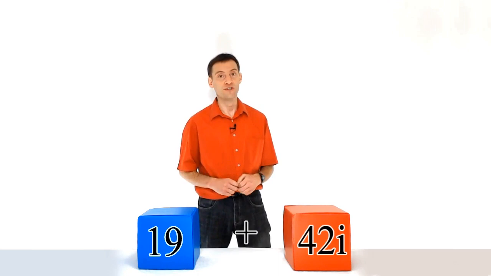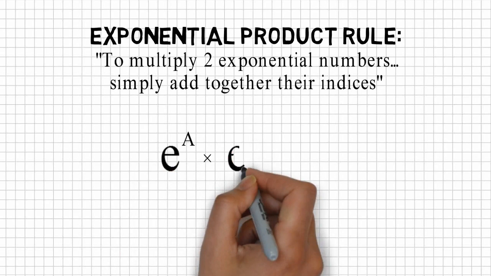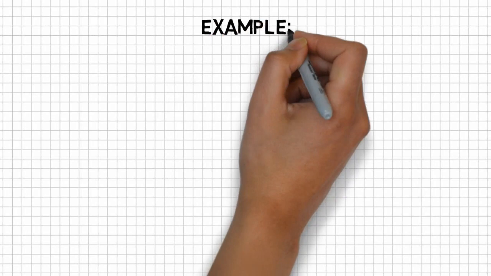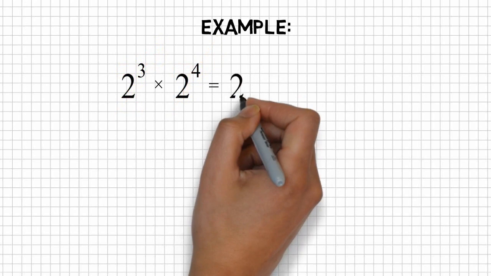The exponential product rule states, to multiply two exponential numbers, simply add together their indices. e to the power a times e to the power b equals e to the power a plus b. Let's leave Euler out of it a second and take a simple example. If I want to multiply 2 to the power 3 by 2 to the power 4, all I have to do is add together the 3 and the 4 to get the answer. 2 to the power 3 times 2 to the power 4 equals 2 to the power 3 plus 4, which is equal to 2 to the power 7.